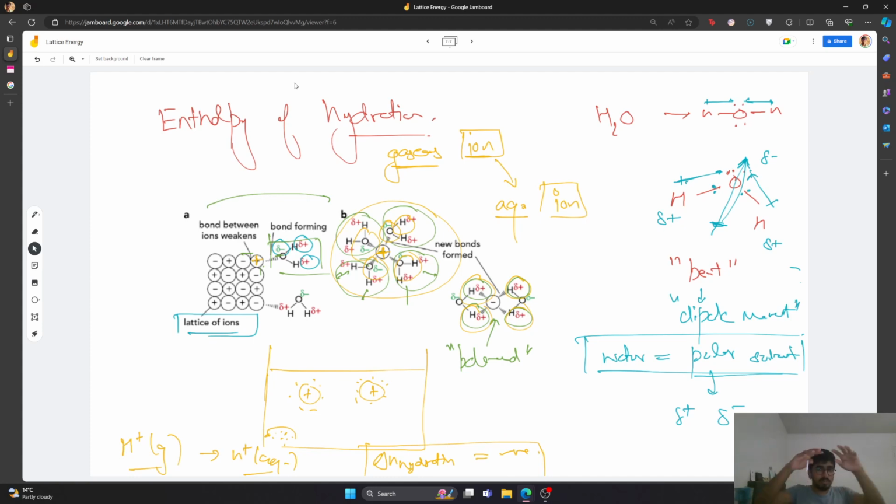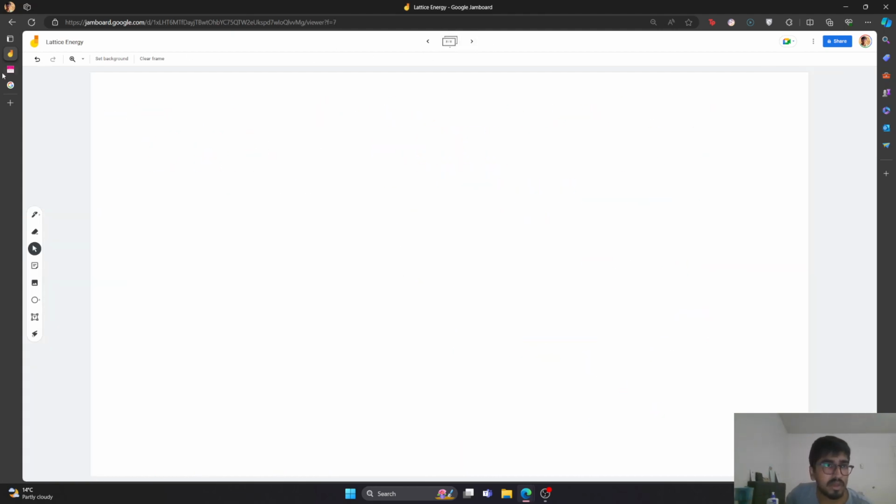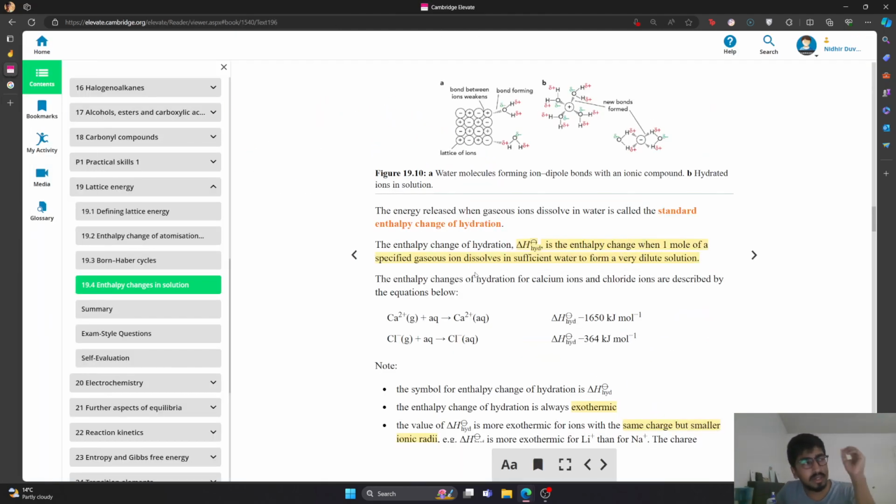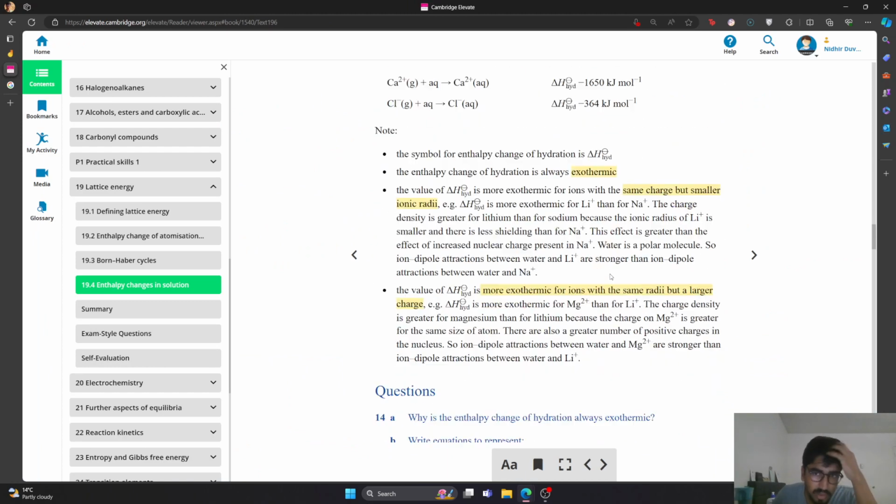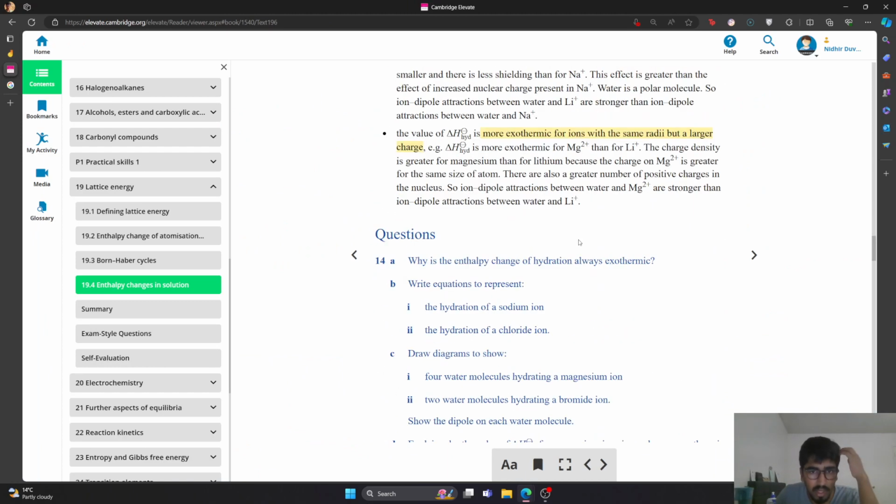It wants to be a positive charge surrounded by the delta negative charge of the water molecules, right? Now, coming to how it is different from the solution, that is what we'll understand. Again, go through the book here to understand things. There are also trends given.